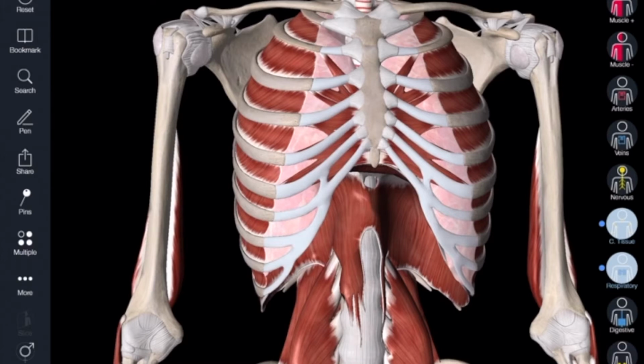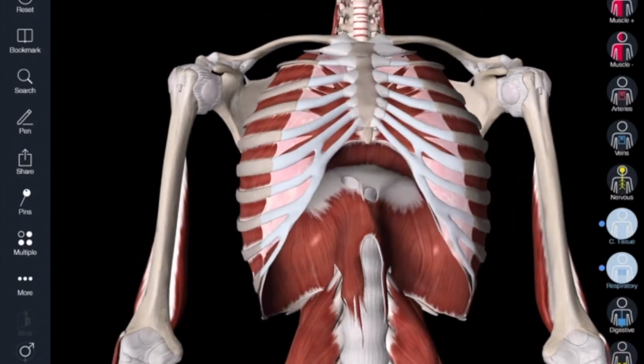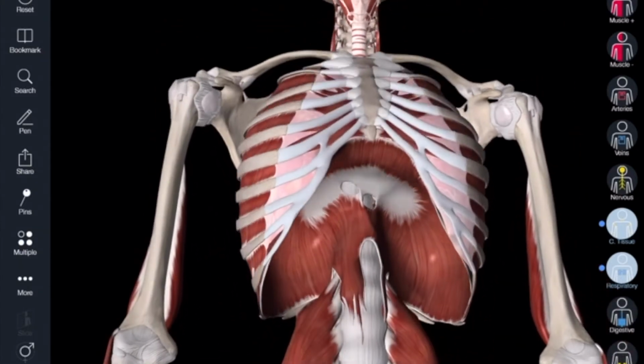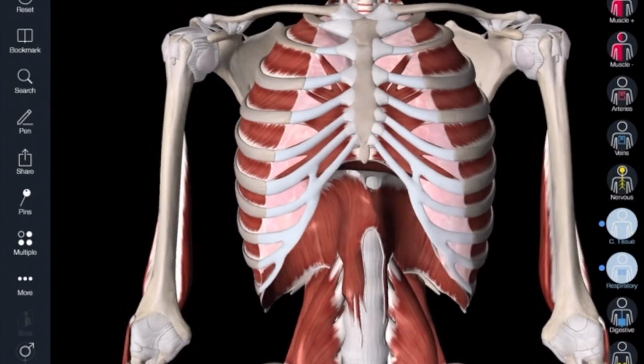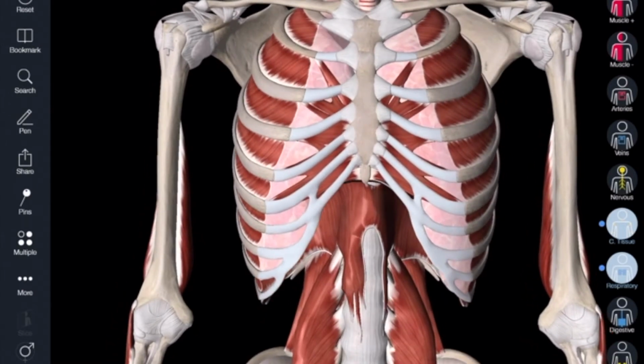So anything that needs to pass through from the thoracic cavity to the abdominal cavity has to get through the diaphragm. So that's why we have those holes there in the diaphragm. Other than that, the diaphragm makes a pretty solid barrier between the thoracic cavity and the abdominal cavity.